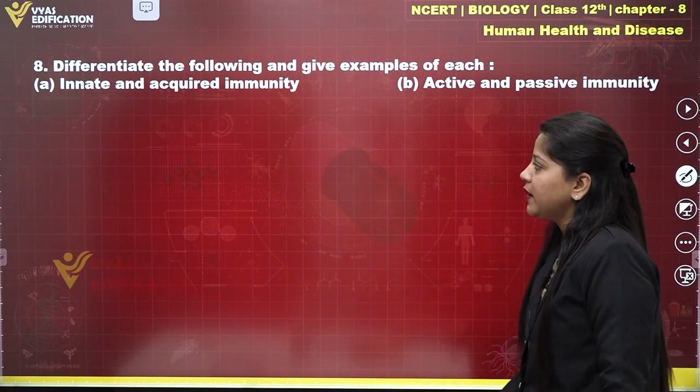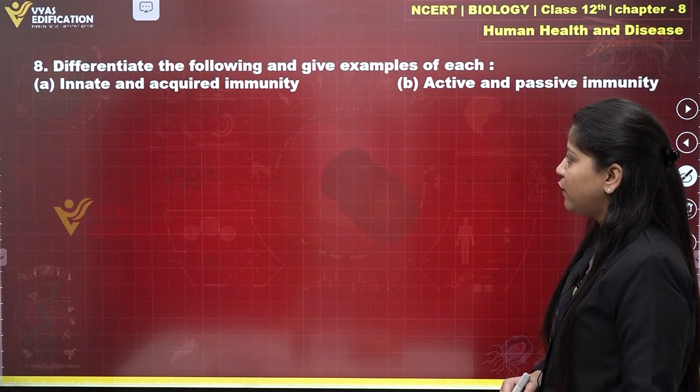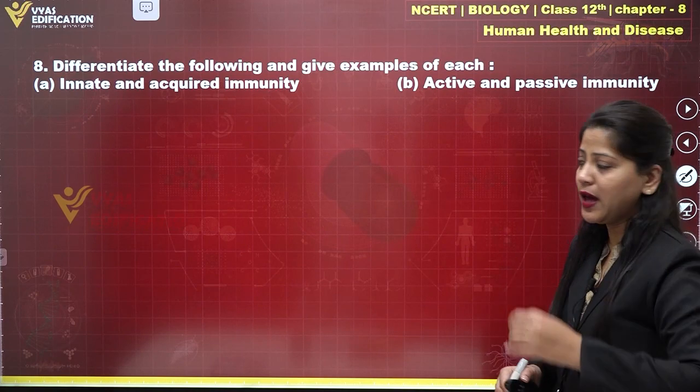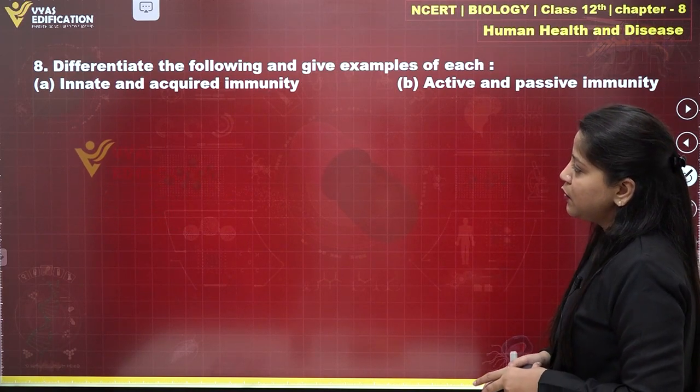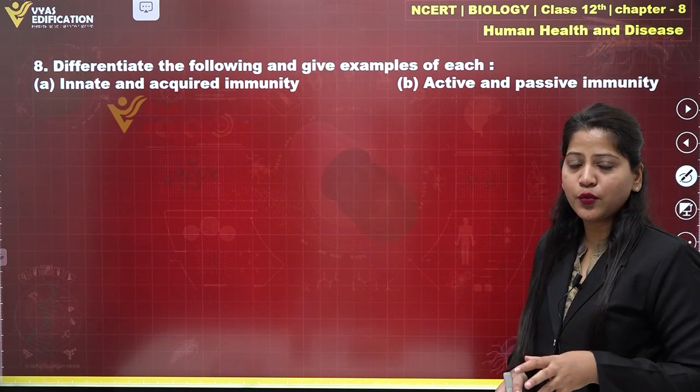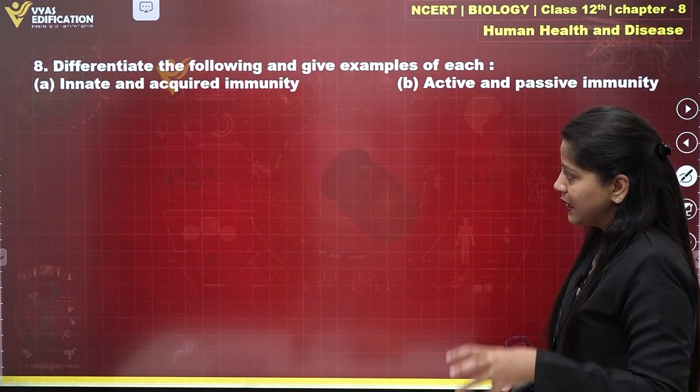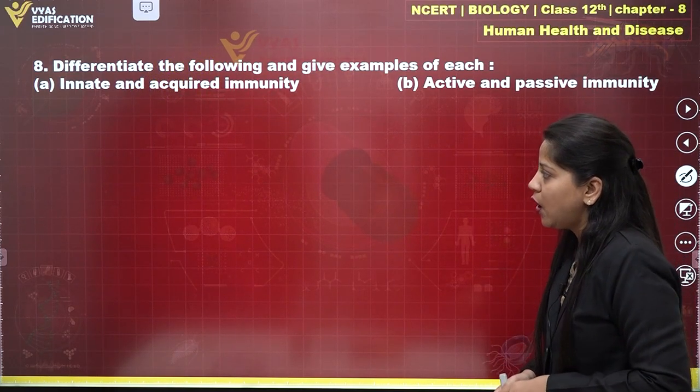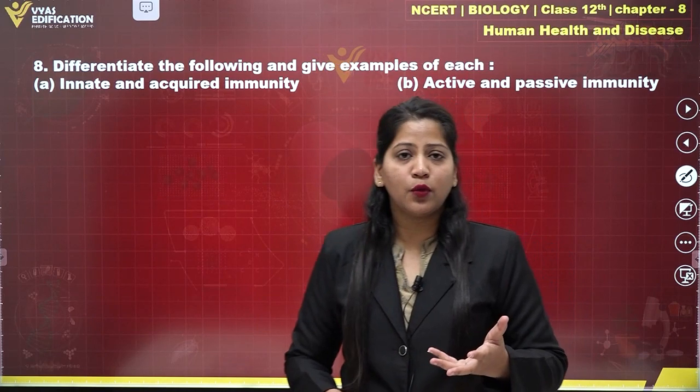Now in question number 8, we have to differentiate between the following terms we have been given. The first one is innate immunity and acquired immunity. We have to differentiate between innate and acquired immunity. So what is innate immunity and what is acquired immunity?